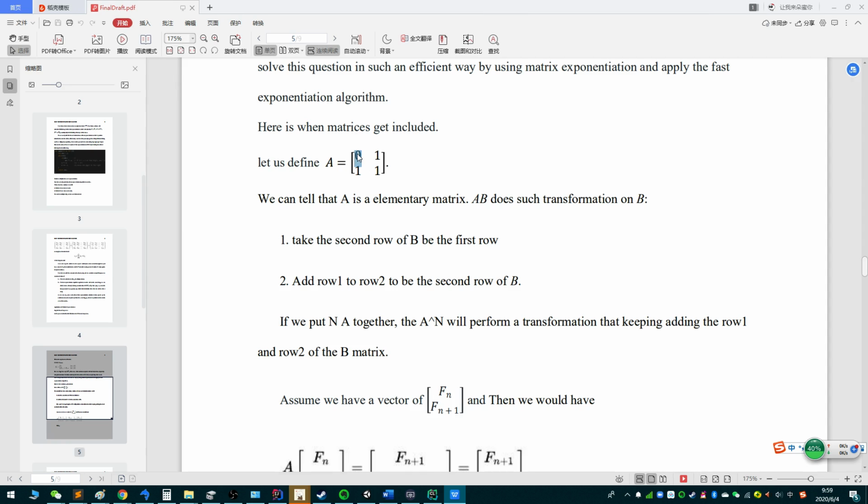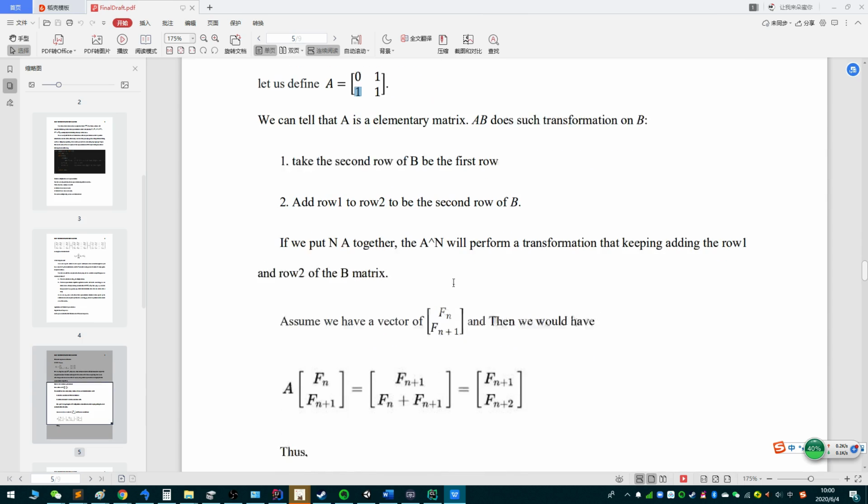As we can see, 0 times the first row and 1 times the second row, so we just take the second row to be the first row of B. And then we add row 1 and row 2 together and put it as the row 2.